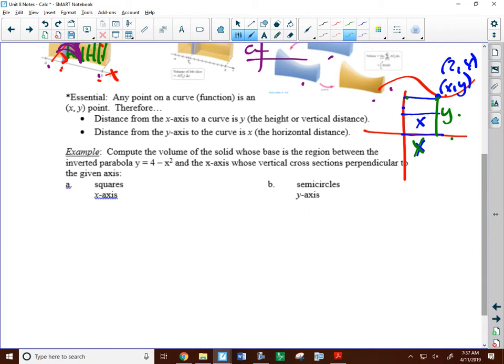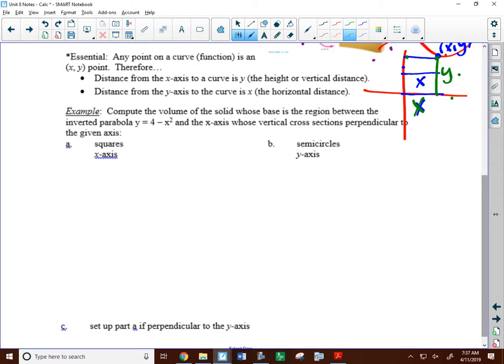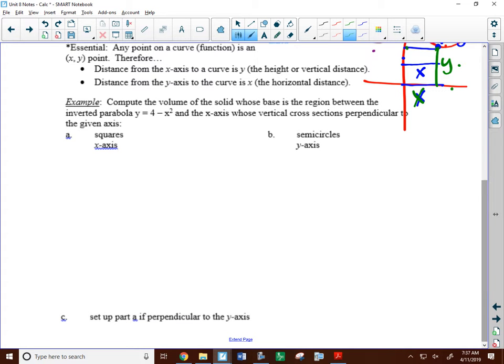Okay, let's try one. So we're going to find the volume of the solid whose base, so we have to start with the base region. Base is the region between the parabola y equals 4 minus x squared and the x-axis. So kind of as normal here, I don't have like 3 steps, but I'm going to draw a picture. So let me first do that, then I'll keep going here.